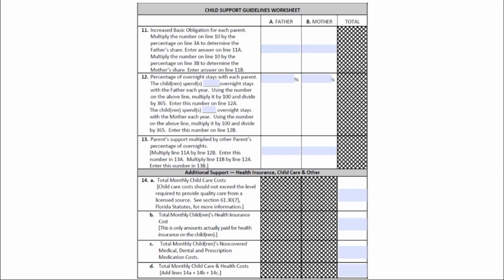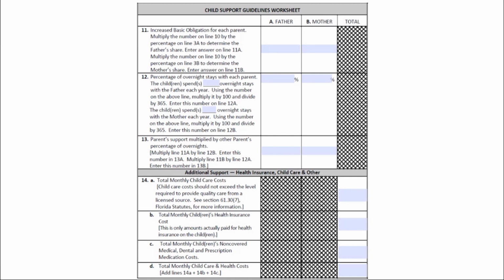For 14C, you must determine the total monthly non-covered medical, dental, and prescription medication costs for the child or children. Since this is a number that can vary month to month, it is important to try and have the total amounts paid over the course of a year and divide that number by 12 to give you an estimate that is close to a monthly average. Once you've made this determination, put that number into 14C.